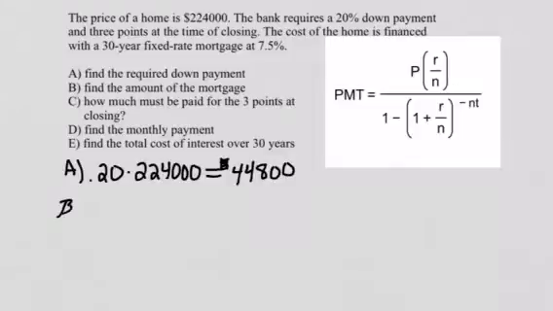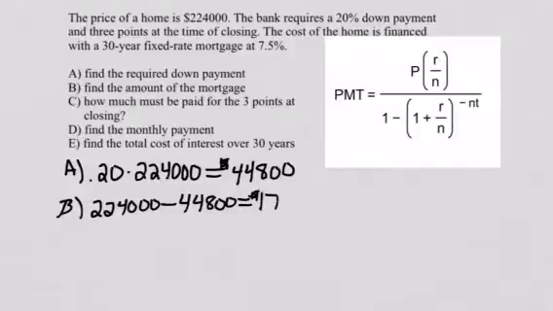Part B says, all right, well then find the mortgage amount. Well, the mortgage amount would just be the price of the home, which is $224,000, minus the down payment. And that's going to give us a total of $179,200. So that's how much we have to get mortgage.